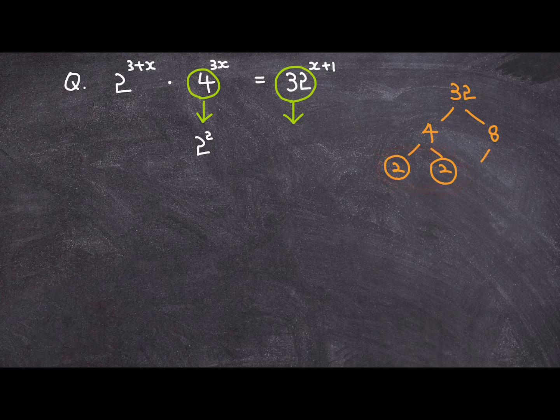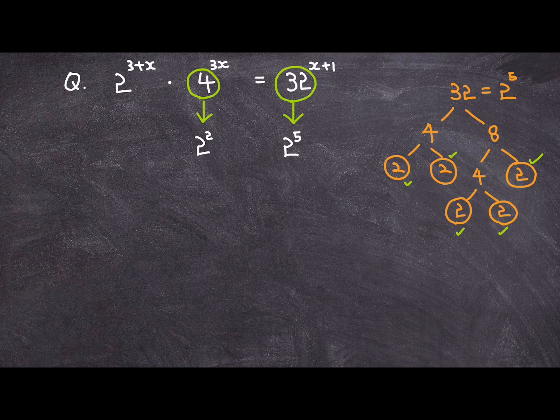I'm going to move on to another part of the tree. 8 is made out of 4 times 2. 2 is a prime number, which means I need to circle it. I'm going to further break down 4 into 2 times 2 and circle these as well. Now, I have 1, 2, 3, 4, 5 twos. So I can express 32 as 2 multiplied 5 times, or 2 raised to the power of 5. So I'm going to replace 32 with 2 to the 5th and rewrite the whole thing.